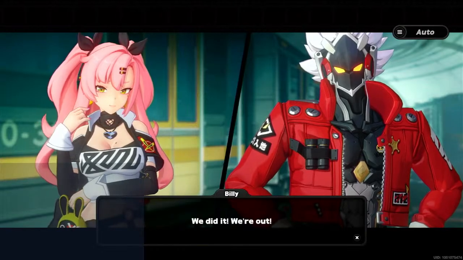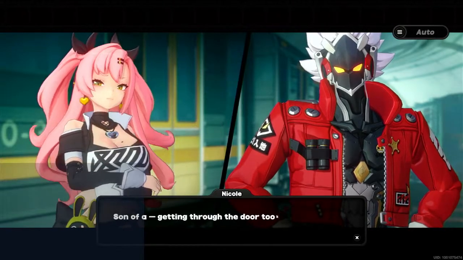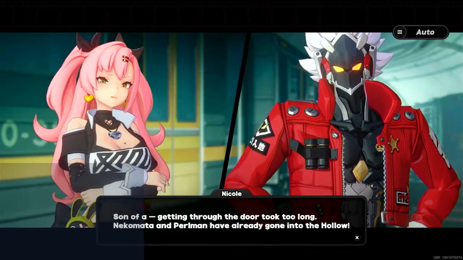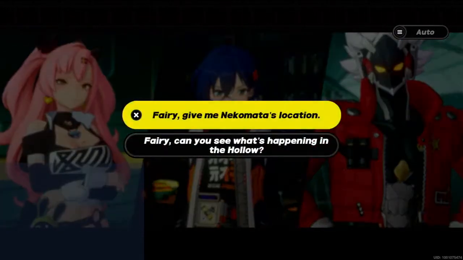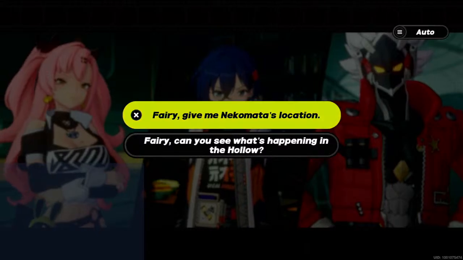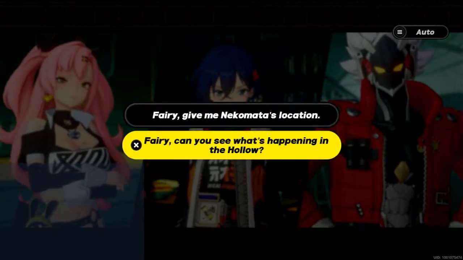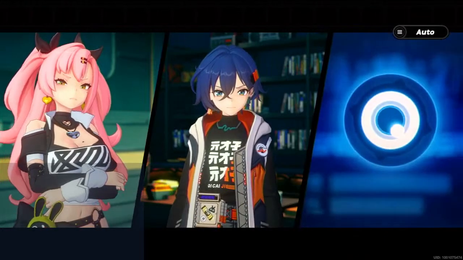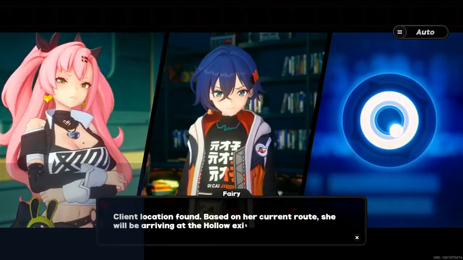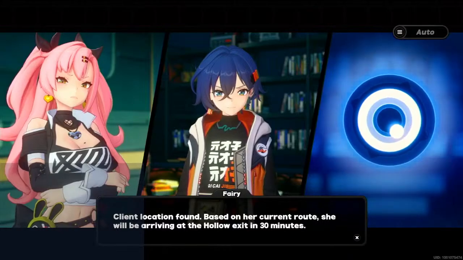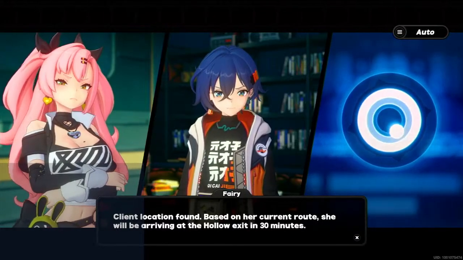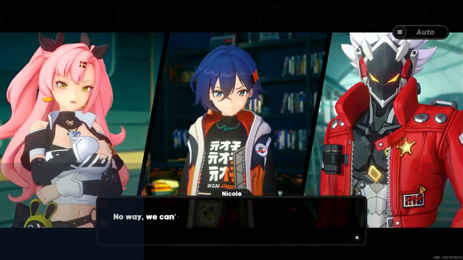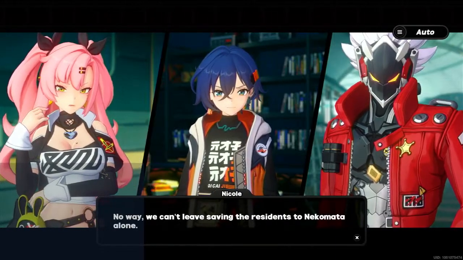We did it! We're out! Son of a... Getting through the door took too long. Nekomata and Proman have already gone into the hollow! Barry, can you see what's happening in the hollow? Client location found. Based on her current route, she will be arriving at the hollow exit in 30 minutes. So there's no way to stop her? No way.